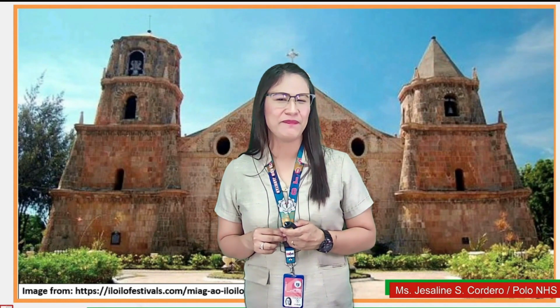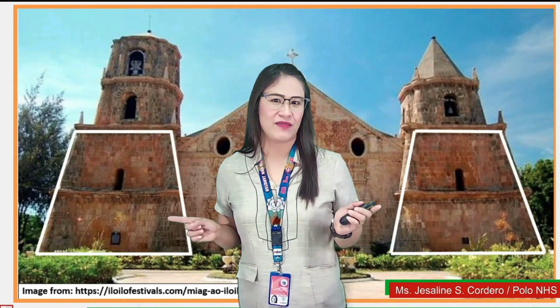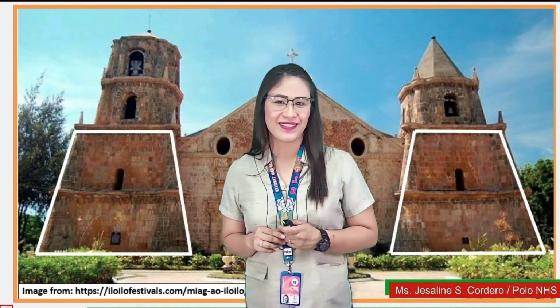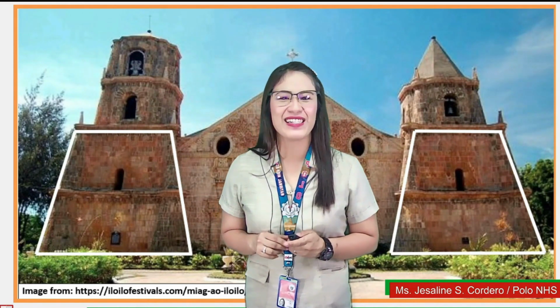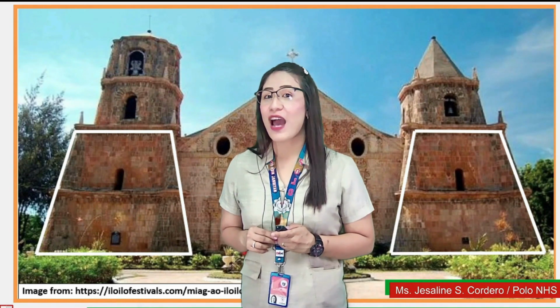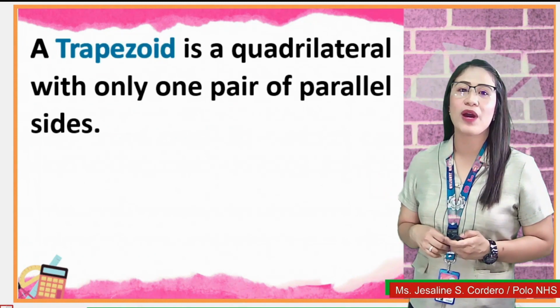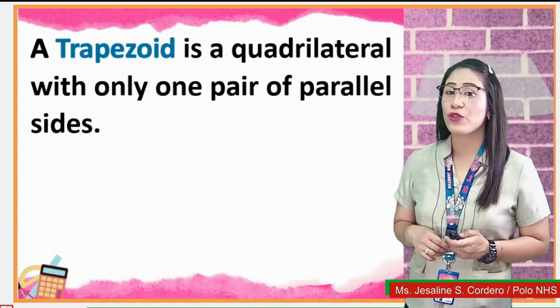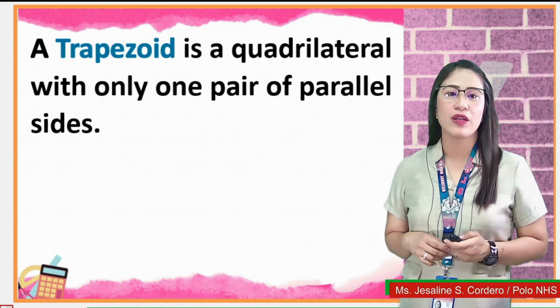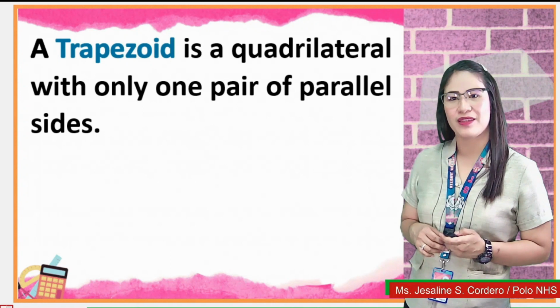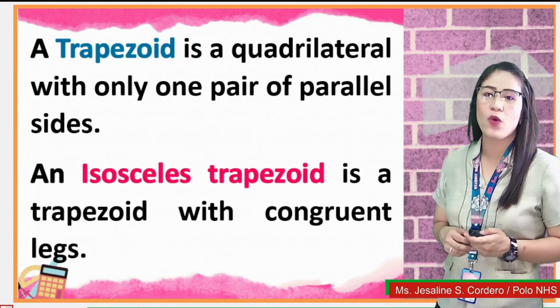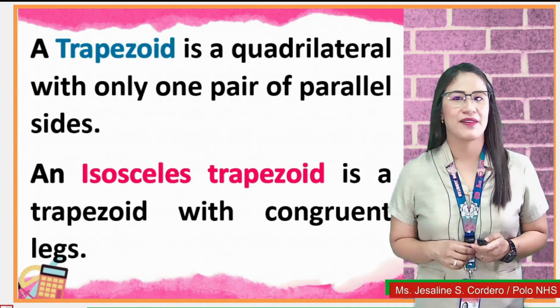At first glance, what shape does the watchtower look like? Yes, they look like a trapezoid. What is a trapezoid? A trapezoid is a quadrilateral with only one pair of parallel sides. But today, we will focus on the isosceles trapezoid. An isosceles trapezoid is a trapezoid with congruent legs.